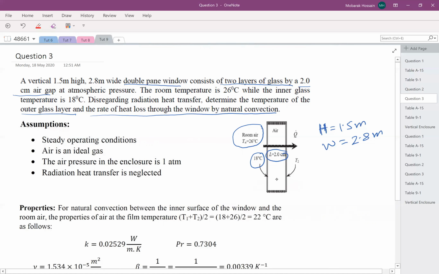So we need to calculate the outer glass layer temperature. So this is the outer layer and this is the inner glass. And here's the air gap. Now we need to calculate the heat loss through the natural convection from inside to the outside and the outside glass temperature.